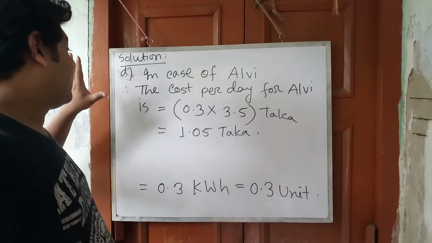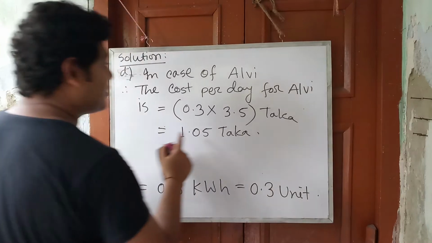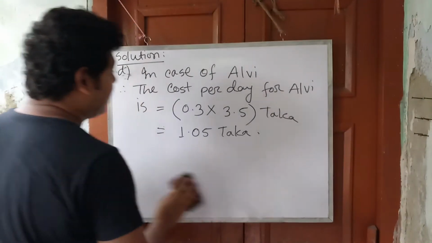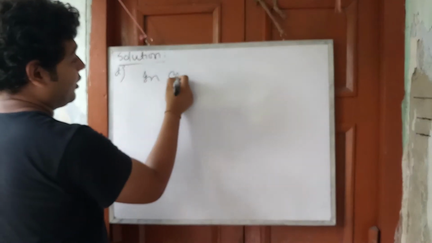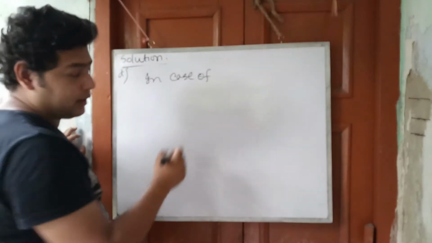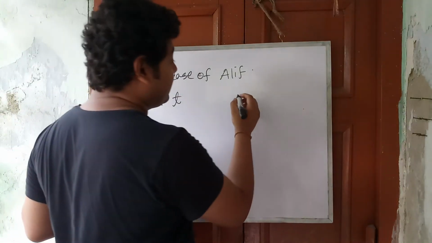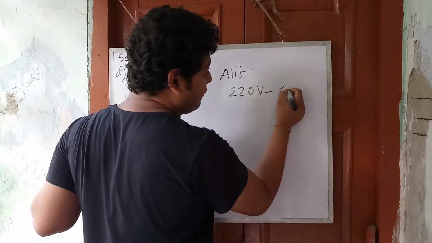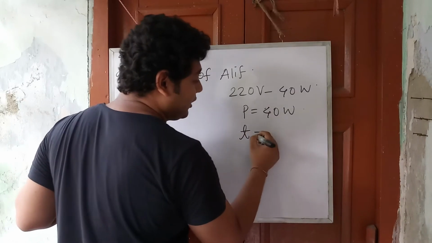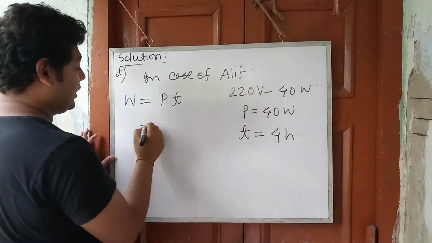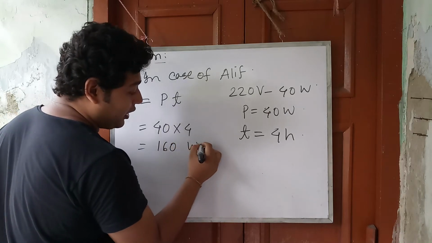Then we will discuss the cost of Alif. Remember, the cost of Alvi is 1.05 taka. In case of Alif, we can write W equal to PT. For Alif, the given information is 220 volt, 40 watt. From this information, we get P equal to 40 watt, and the time is given as T equal to 4 hours. Then we can write 40 into 4, and this is 160 watt hour.